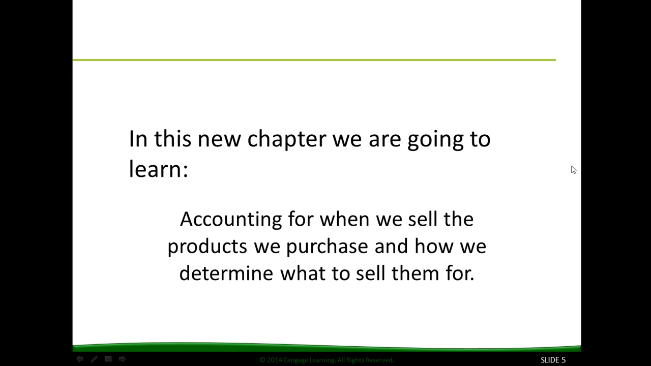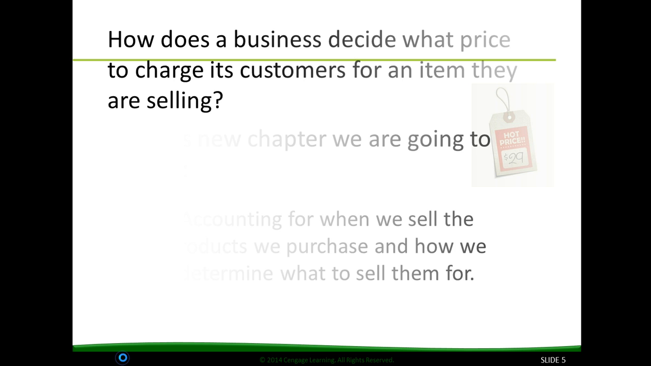In this new chapter, we're going to learn the accounting piece for when we sell the products that we purchased. So we learned last week how to account for the merchandise that is coming in, and now we're going to determine how to keep the accounting records for when we sell the merchandise. And then how do we know what to charge for it? What price do we choose? So that's what we're going to learn in this chapter.